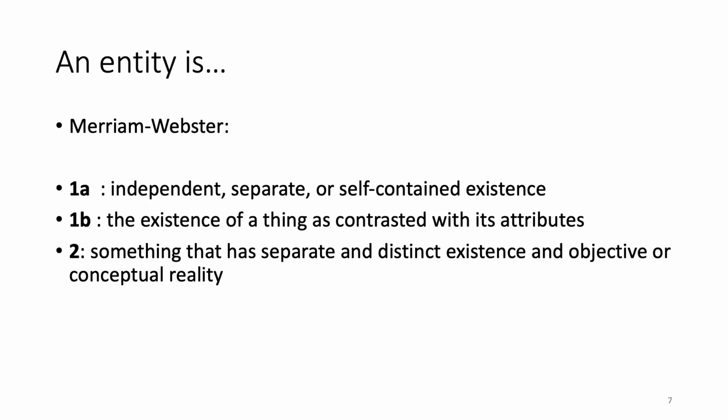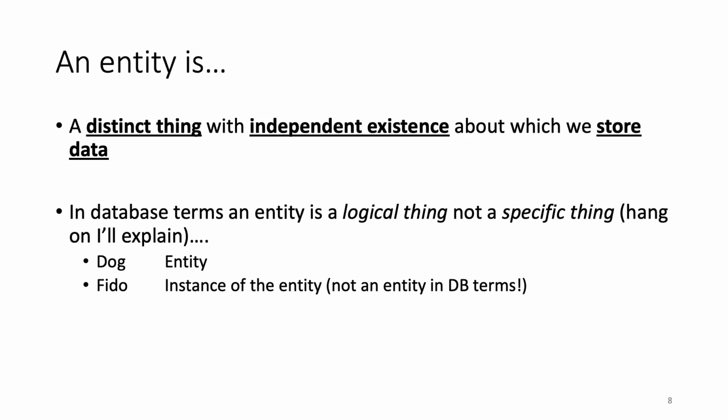Merriam-Webster: an entity is independent, separate, or self-contained, so a very similar definition. The existence of a thing is contrasted with its attributes. Something that has a separate and distinct existence. So we have a few common themes in all of these definitions: distinct thing, independent existence, about which we store data.